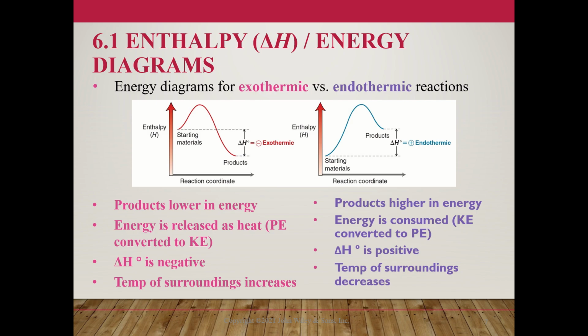Products are higher in energy. The energy is consumed, where kinetic energy from the environment, heat energy, is absorbed and then converted to potential energy, stored energy in chemical bonds. And the temperature decreases because energy is being absorbed from the surroundings to get those reactants over the activation hump to form products.